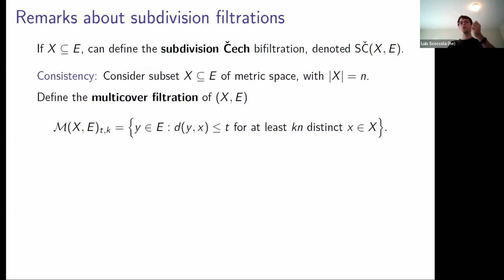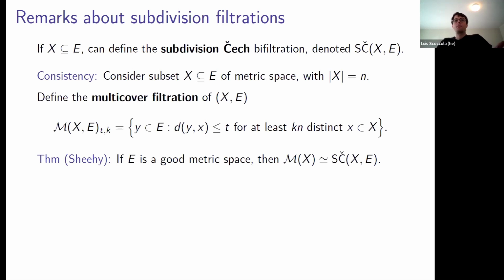And that gives you another direction. It makes it more robust because you don't appear in the filtration as soon as you're close to one, but you have to be close to many. This was introduced by Sheehy, as far as I understand. In fact, he proves basically a nerve theorem, called the multi-cover nerve theorem, which tells you that if you have a good metric space, meaning a metric space in which balls are contractible and any intersection of balls is contractible too, such as Euclidean space, then the subdivision-Čech of X has the same homotopy type as the multi-cover filtration of X. This is analogous to taking kn equals 1, which gives the usual nerve theorem for the Čech filtration.